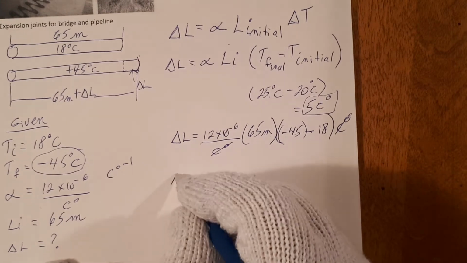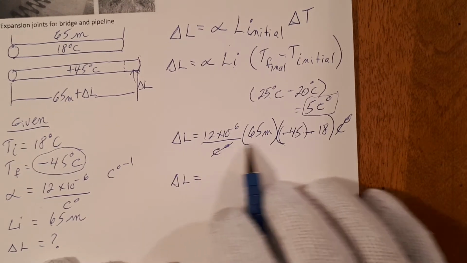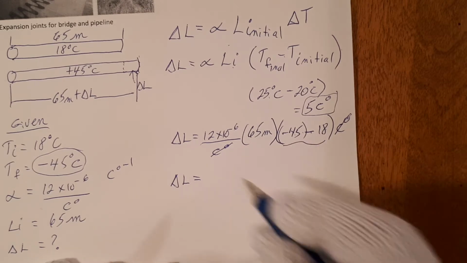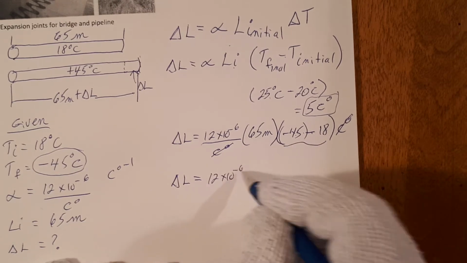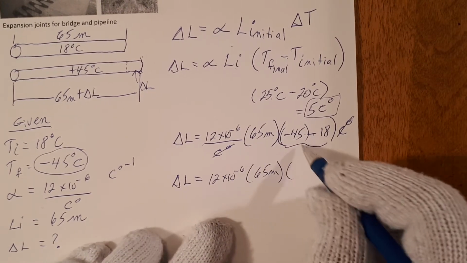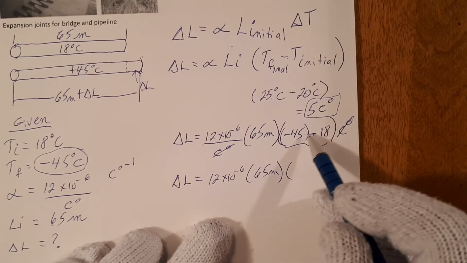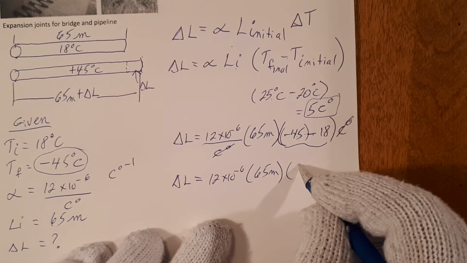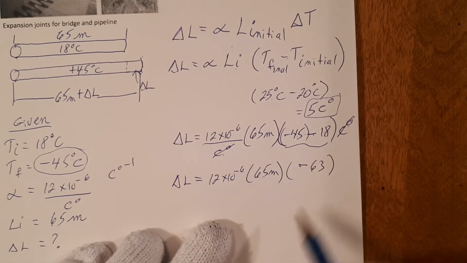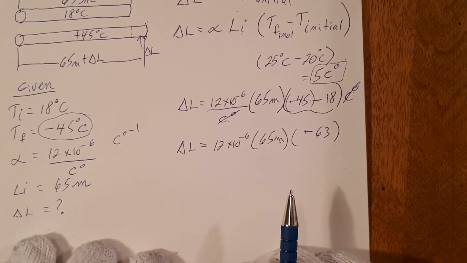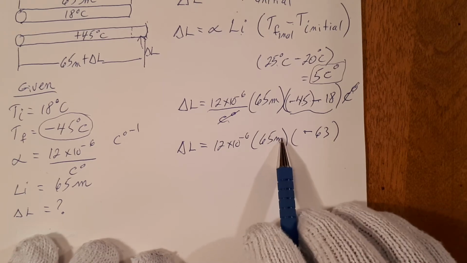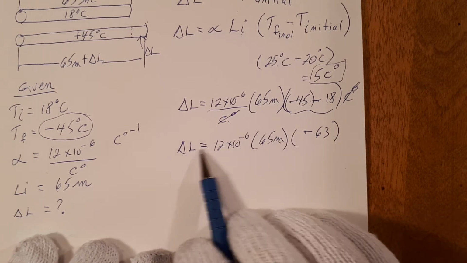Change in length is equal to, putting all this in the calculator, it looks something like this. Being careful of this part right here: 12 times 10 to the minus 6 times 65 meters. And subtracting these two is actually an addition. Minus 45 minus 18 comes to minus 63. And it has no units. The Celsius degrees and Celsius degrees canceled out. All that's left over is the meter. Now putting these numbers in the calculator, the only unit left over is meter, and that's good because length has units of meters.